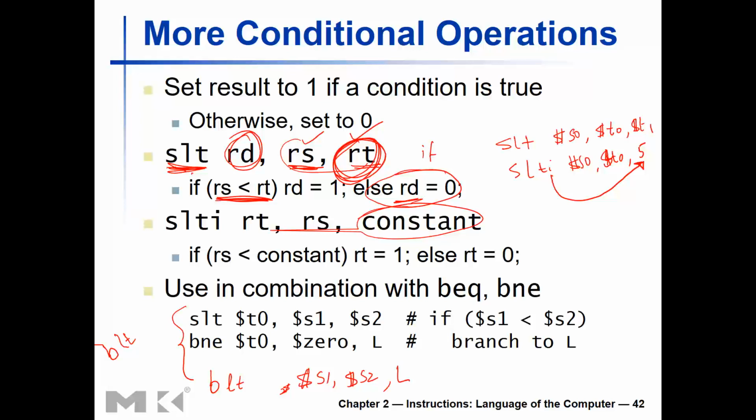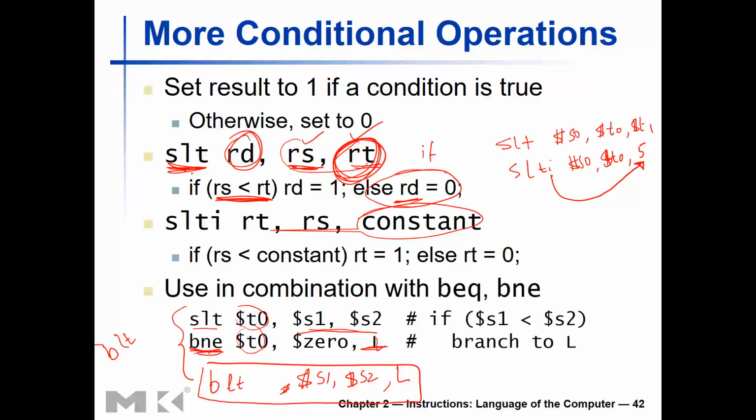Now, how can I achieve this? Well, very simple. The way you can achieve it is by a set if less than instruction followed by branch if not equal. So we compare S1 and S2. Now, if S1 is less than S2, T0 will be set to 1. Then we compare T0 to a 0. If they are not equal, because S1 is less than S2, then I branch to L.